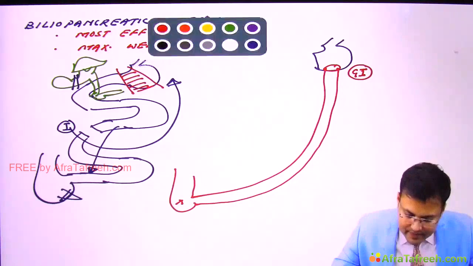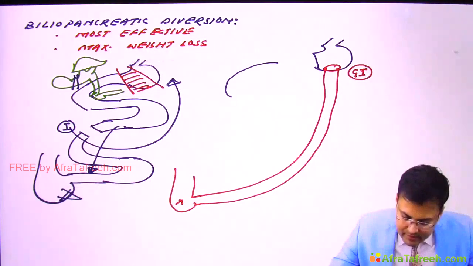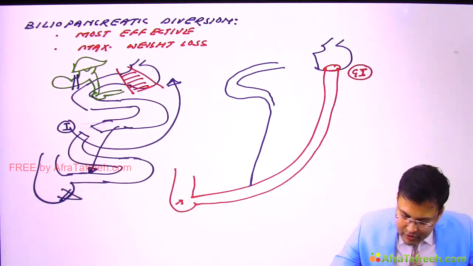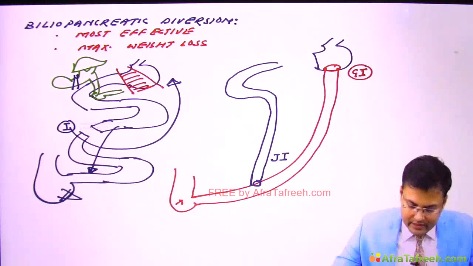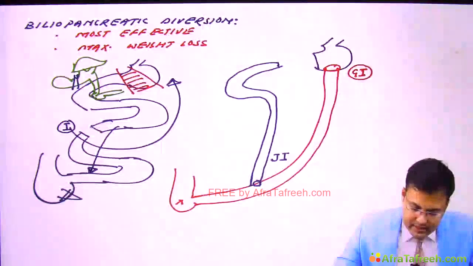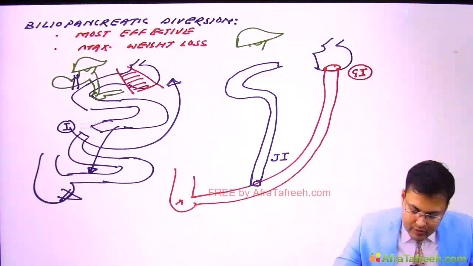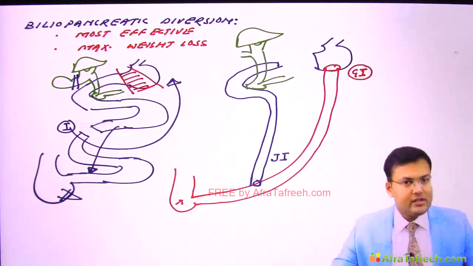Now see, this is the duodenum, and this is the jejunum. This jejunum is anastomosed to the distal part of the ileum. So what's the name of this anastomosis? This is jejunoileostomy. This is the duodenum. Now see, this is the liver. You removed the gallbladder, so the gallbladder is removed, and this anastomosis is done.